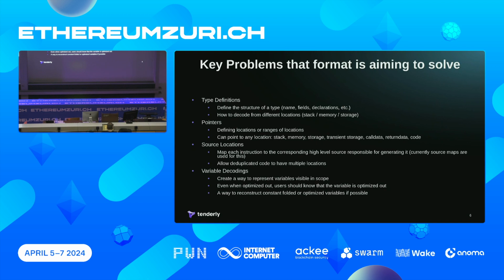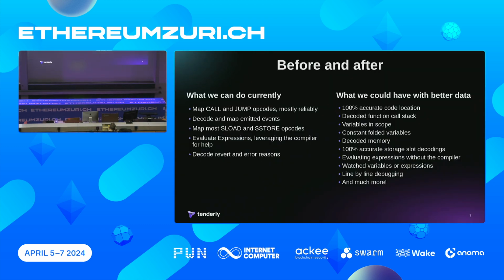And the last thing is variable decoding. One of the most painful things, I would say, today for someone who is building a debugger is to have some way to represent variables visible in the scope. Right now, we basically deploy a bunch of heuristics in order to determine what variables are on stack. It's quite hard for us to know if a variable is optimized out, meaning that it's not even used. So ideally, the debug format should tell us that, or what could be even better is a way to reconstruct some of those optimized variables.